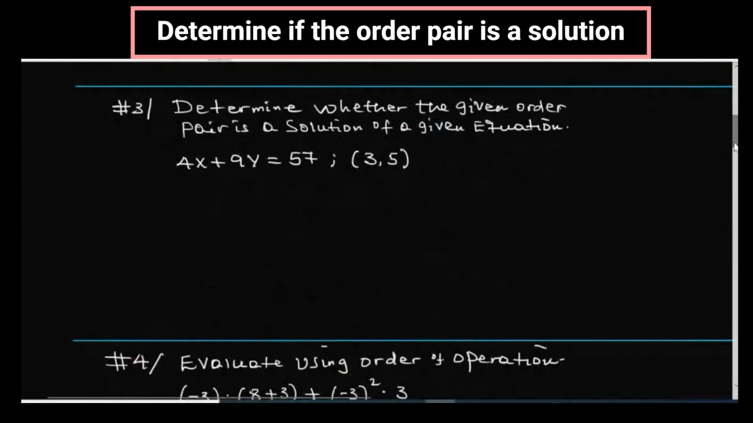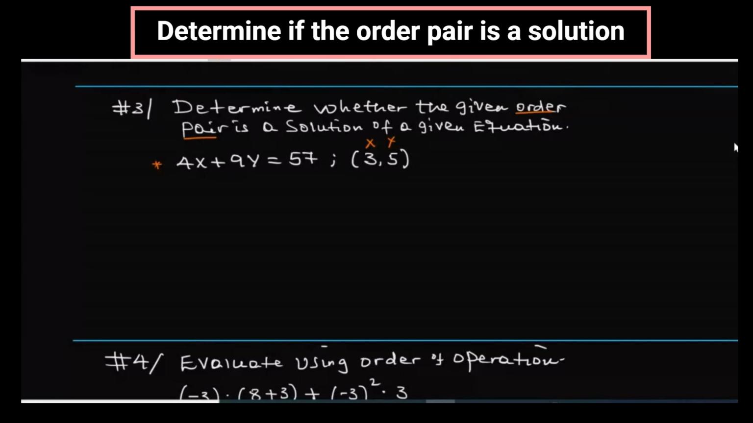Here we go. Question number 3 is asking me to determine whether the given ordered pair is a solution of a given equation. Remember, this is an ordered pair. An ordered pair is something written in the form of x and y. Every time you see something like this, the first is x, the second one is y.